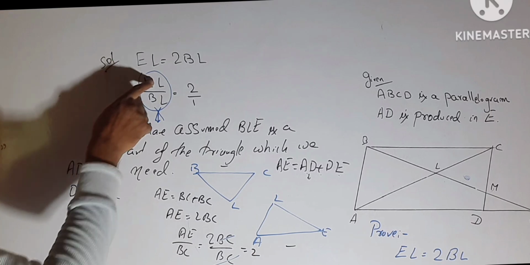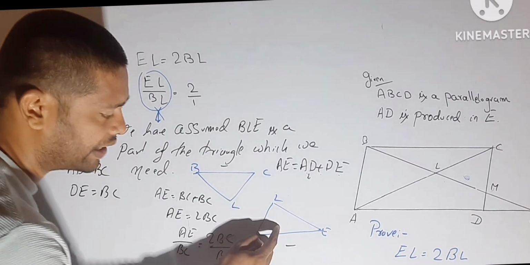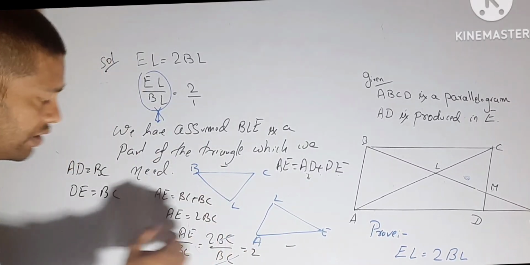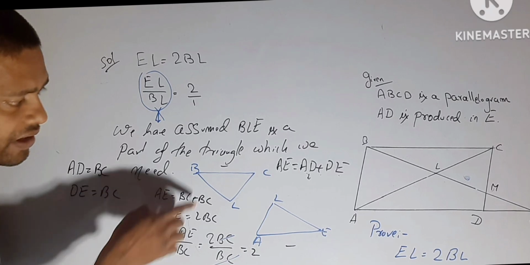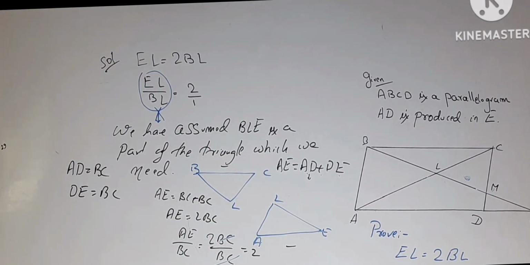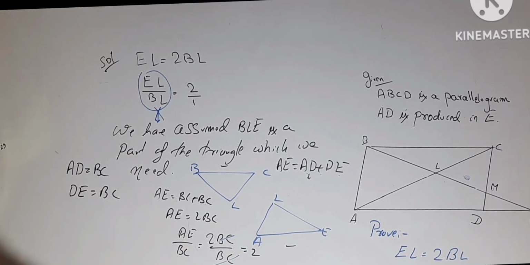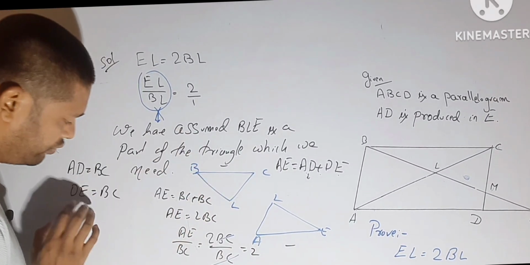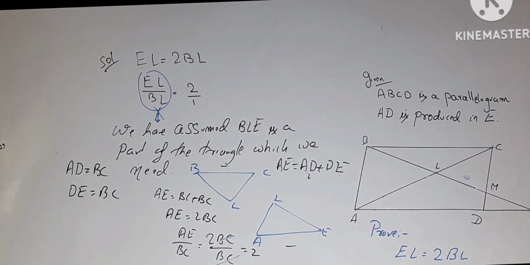Okay, because these two are parts of these two triangles, and we have taken AE and BC. AE is part of this one, and BC is also part of this triangle only. So two things we got. So we understood that we have to say this one equal to this one equal to this one. These two I have to say.